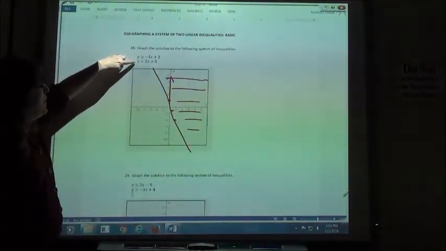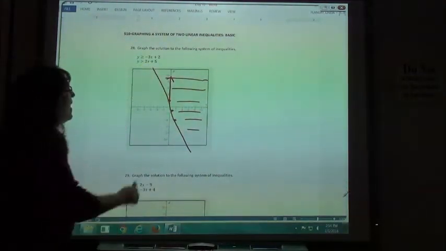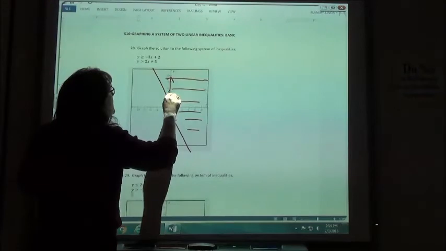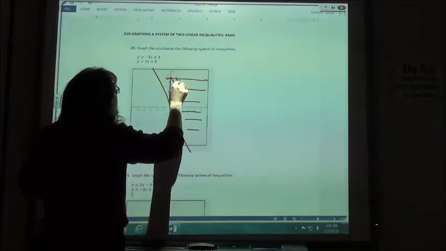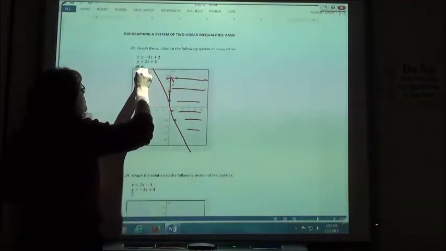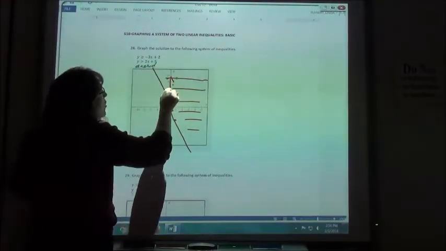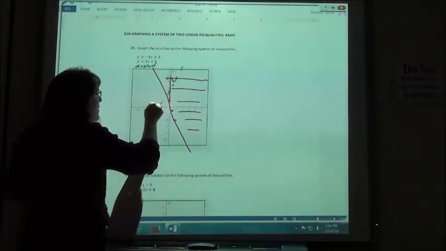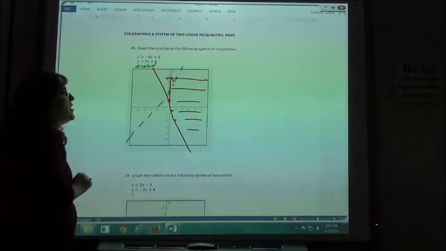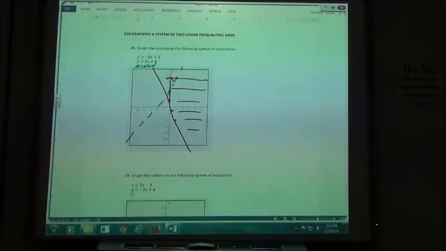Over here, my y-intercept is at 5. My slope is 2, so up 2 over 1, up 2 over 1. This time my line should be dashed, and so I'm just going to draw it that way. Again, on Alex, you have to draw it solid and change it to a dashed line, but I'm just going to make it dashed here.